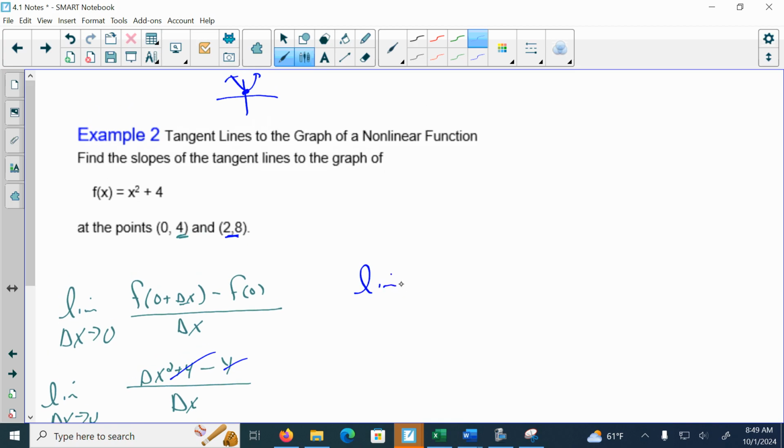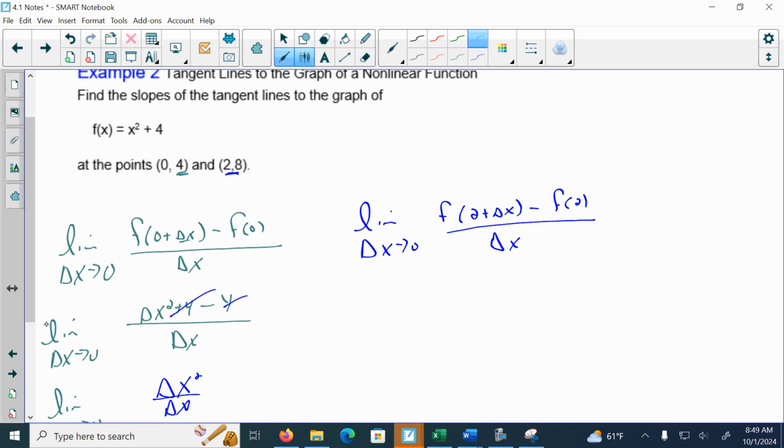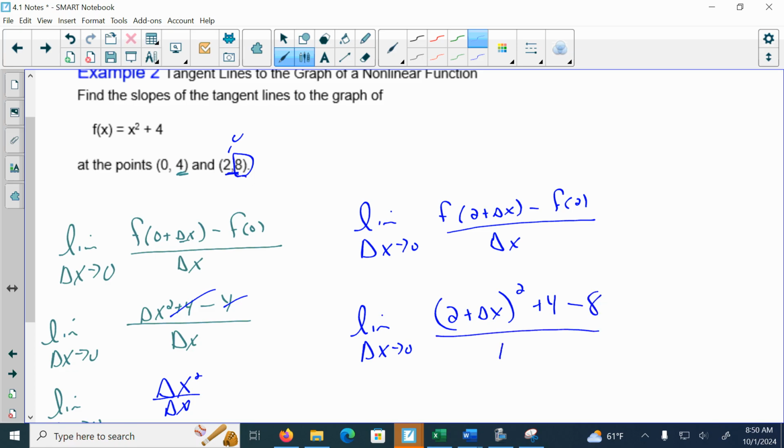So I'm going to take the limit as delta x approaches 0 of f of 2 plus delta x minus f of 2, all over delta x. Again, you're going to have to know this formula. The c in this case is 2, and that's where I got those numbers. So I'm going to put 2 plus delta x in for the x, so that's squared, plus 4 minus f of 2, which is this y value, which is 8, all over delta x.